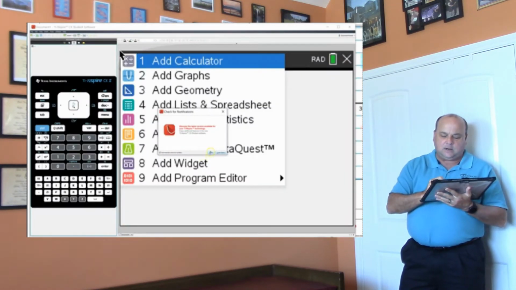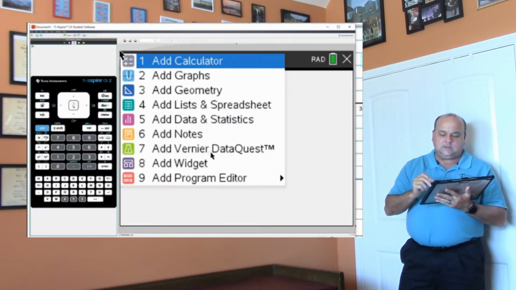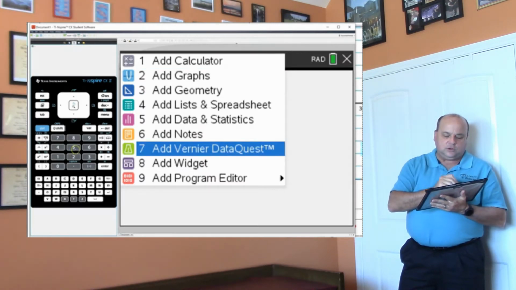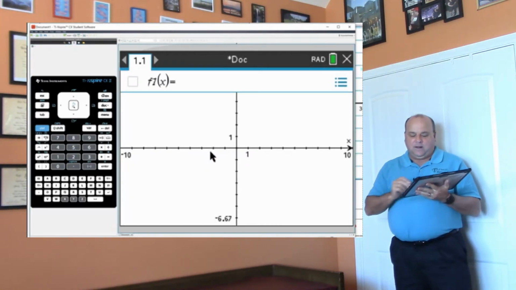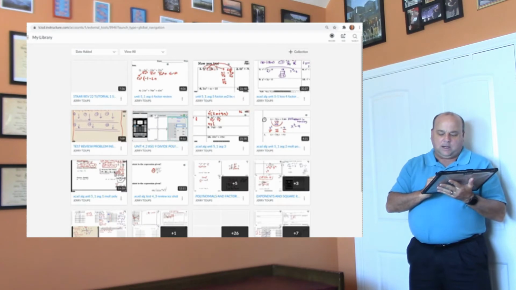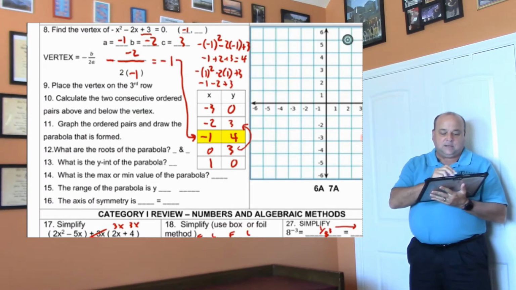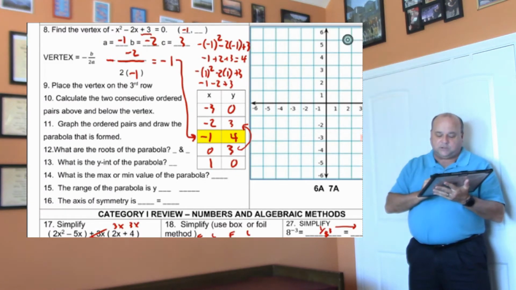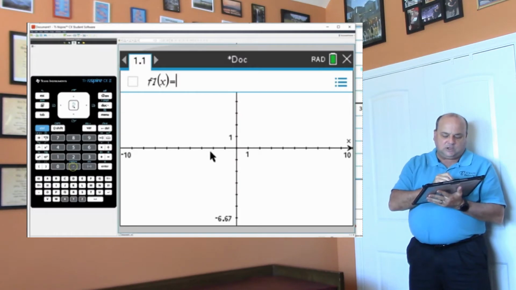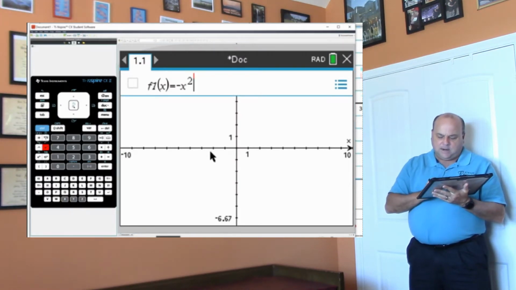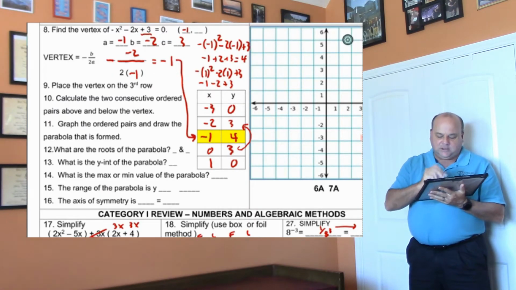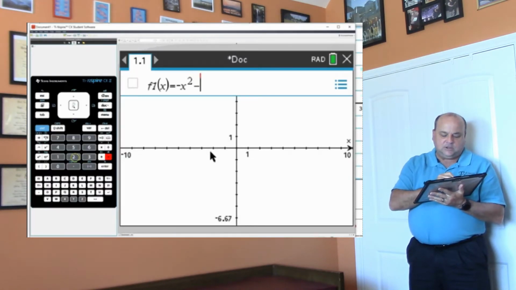Let me see if my calculator is ready. And it is. So we're going to go to Graphs 2, and I need to graph this parabola. The parabola is negative x squared minus 2x plus 3. So negative x squared, and then minus 2x plus 3.